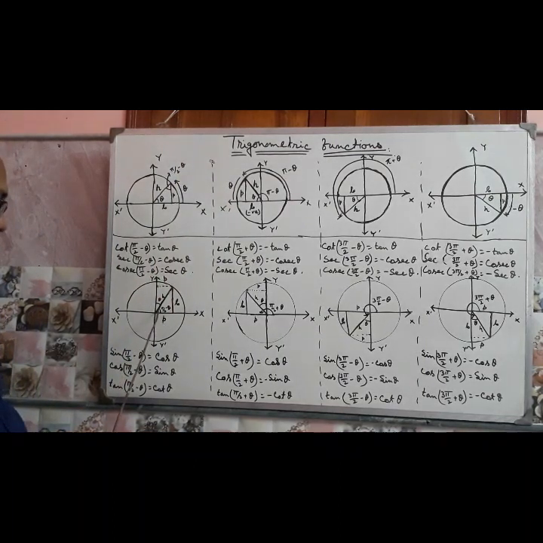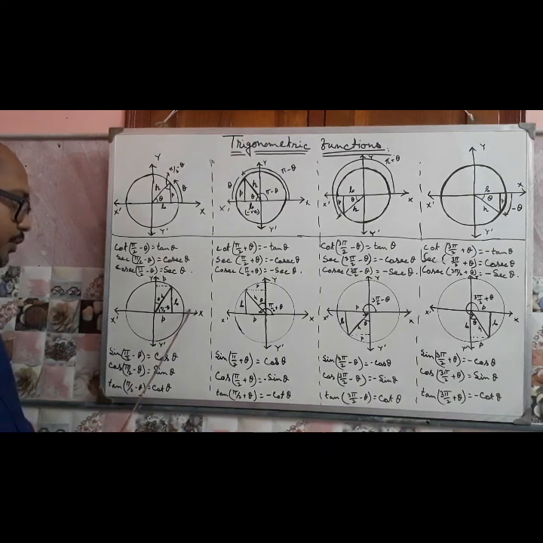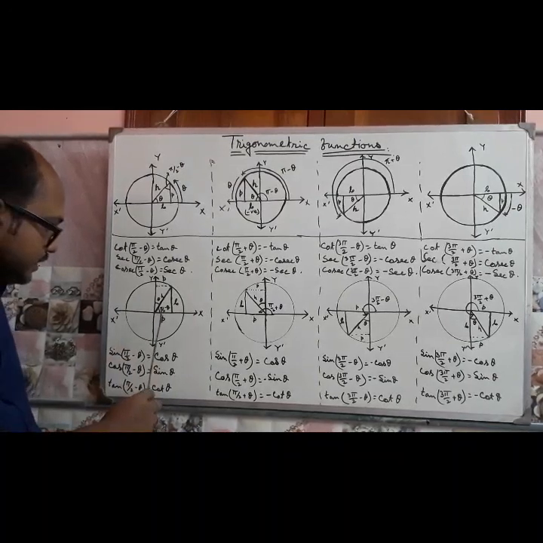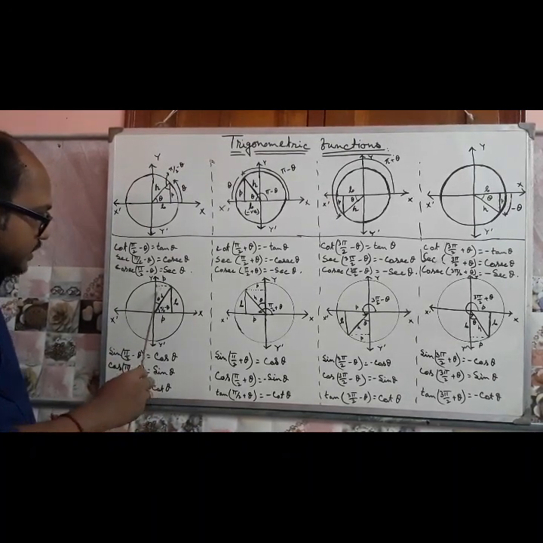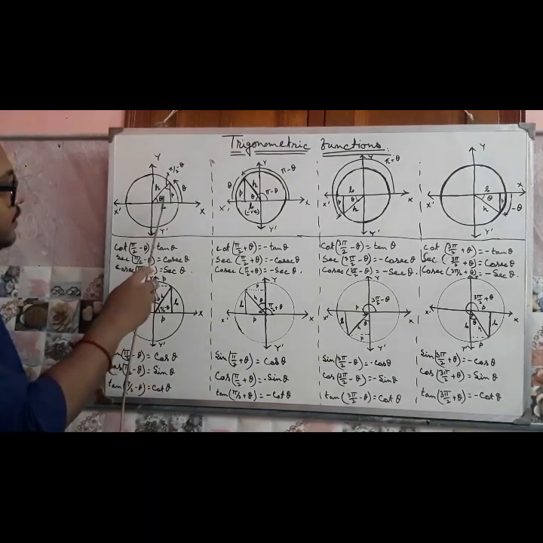For the angle pi by 2 minus theta, the point rotates through the angle pi by 2 minus theta. So if this angle is pi by 2 minus theta, then this angle will be theta. So compare this right angle triangle with this one.